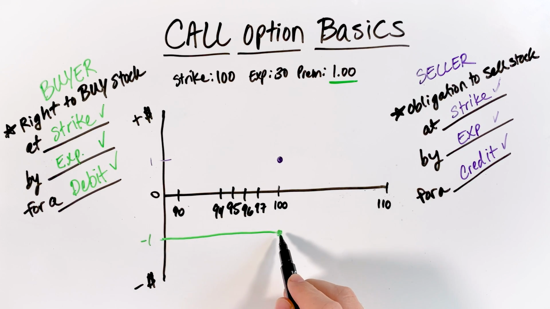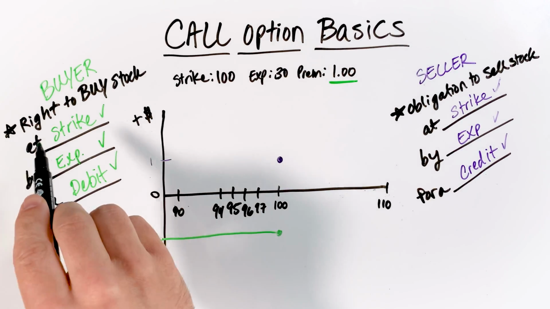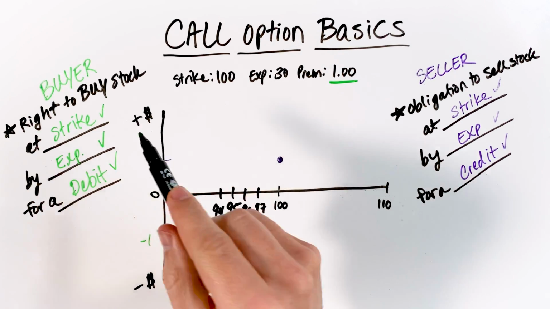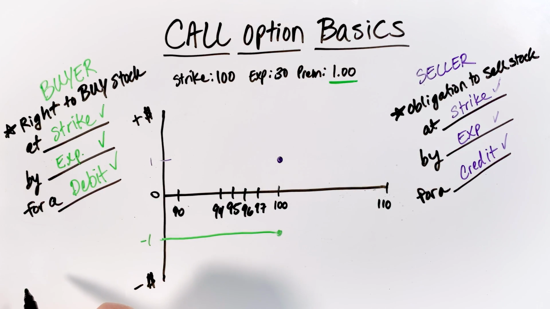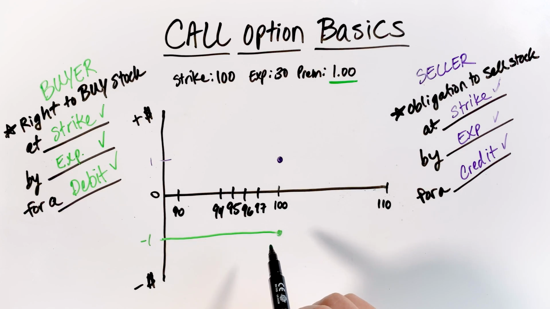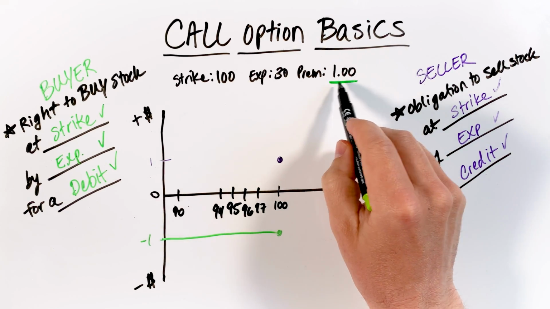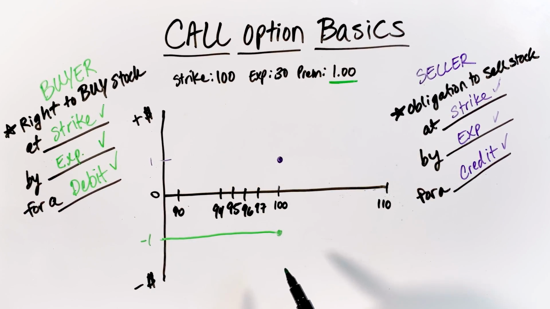So no matter what happens, the stock could go all the way to zero, but you have the right to buy stock at 100. So if the stock goes all the way to zero, then you're still not going to entertain your idea or your contract of buying stock at 100. You're just going to let the stock go to zero. And the only money that you lost in this as the option buyer is the $1 premium that you paid to the option seller.